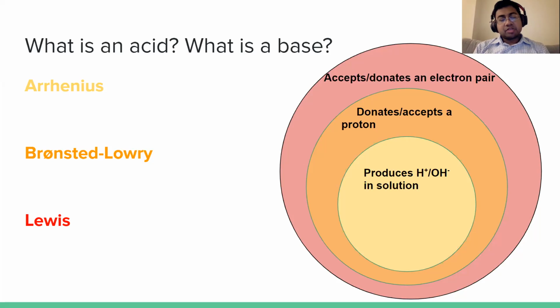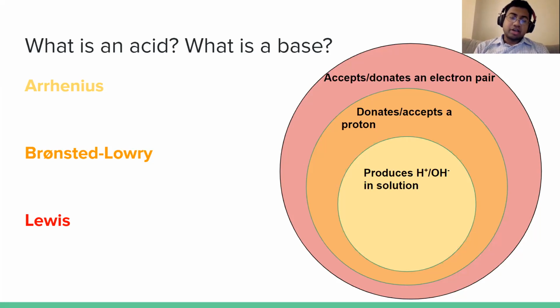The second definition was developed by Bronsted and Lowry. According to them, acids donate protons and bases accept protons. This is a better definition, since we now know that most acids actually donate a proton to water, forming hydronium ions, or H3O+, and bases actually accept a proton from water, forming hydroxide, or OH-.